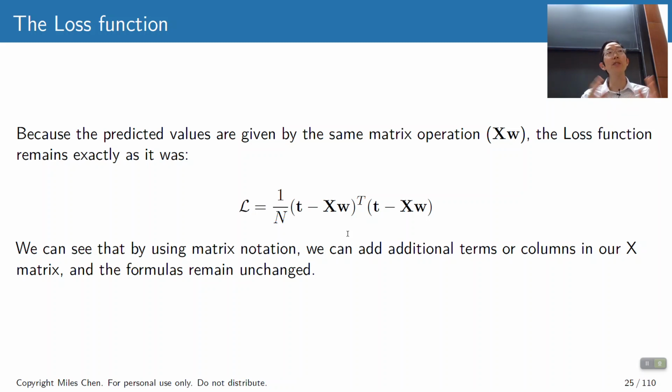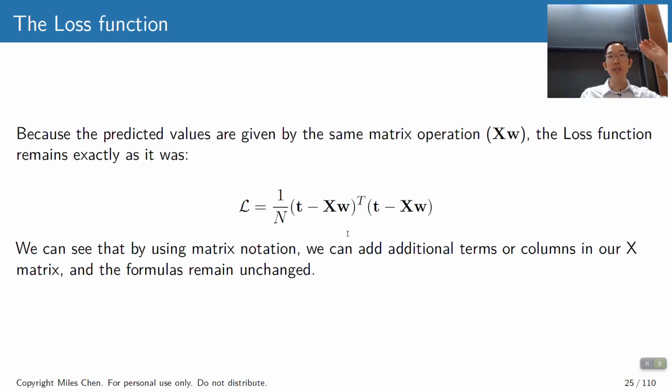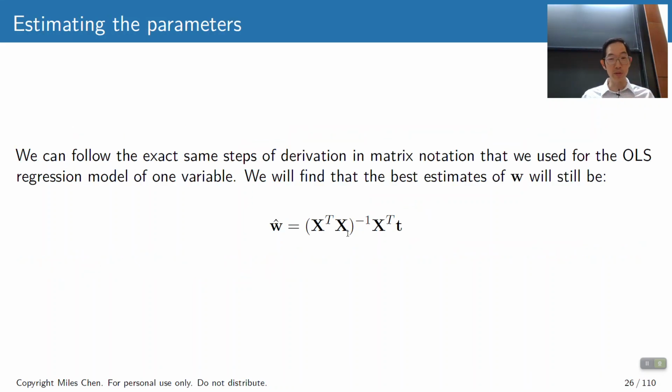And therefore, all of the steps that we went through where we expanded this in matrix notation will be exactly the same. If we take the gradient of this loss function with respect to the vector w, set it equal to 0 and solve, we're going to end up with the exact same result: w hat is equal to x transpose x inverse x transpose t.